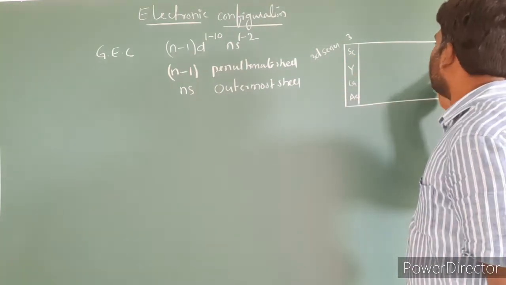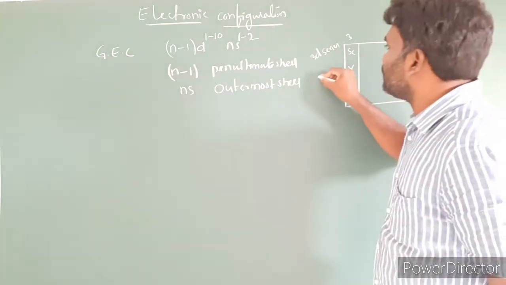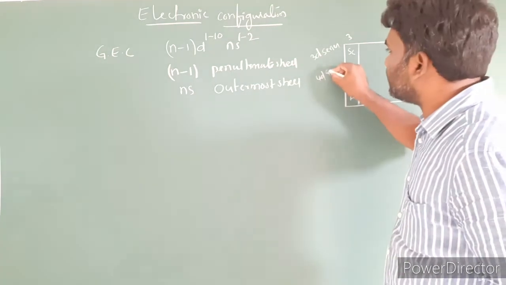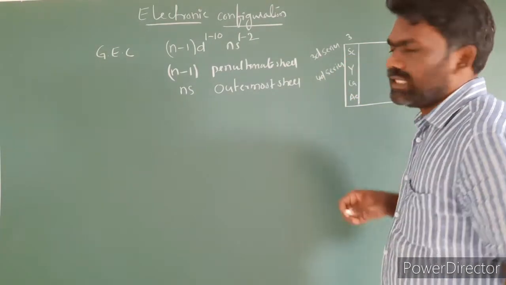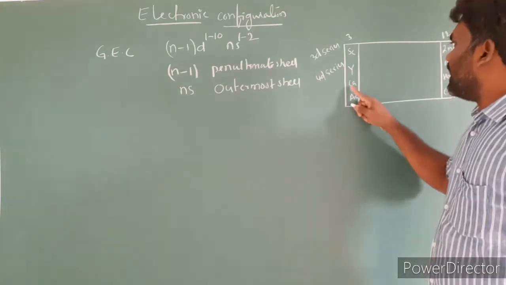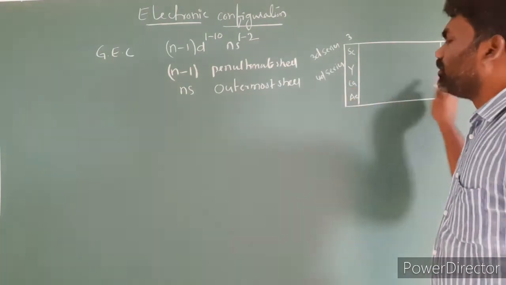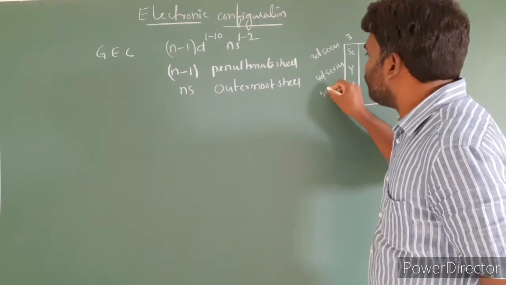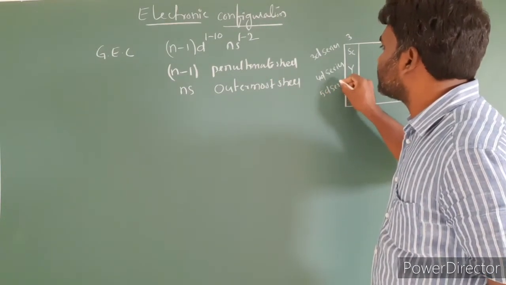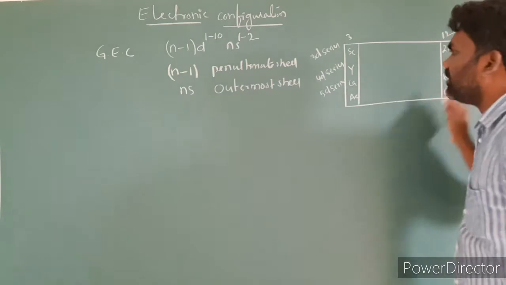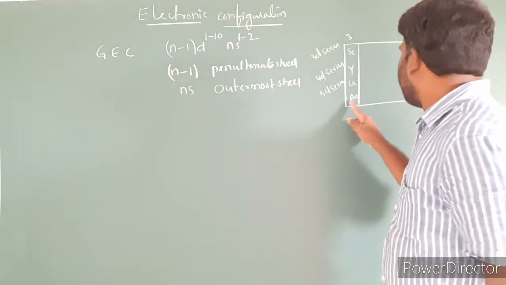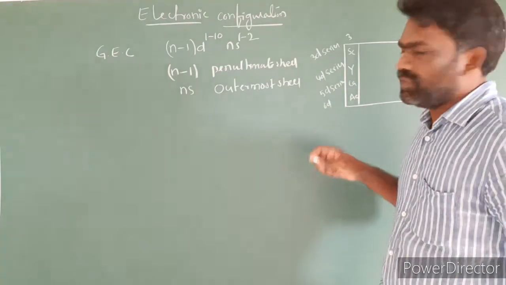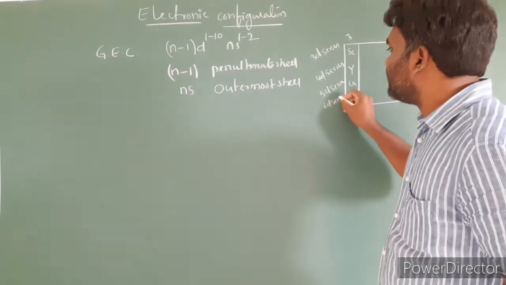From yttrium to cadmium, the last electrons enter into 4d orbitals, so we call them the 4d series. From lanthanum to mercury, the last electrons enter into 5d orbitals, so we call them the 5d series. And from actinium to copernicium, the last electrons enter into 6d orbitals, so we call them the 6d series.